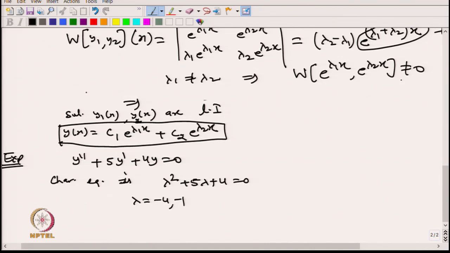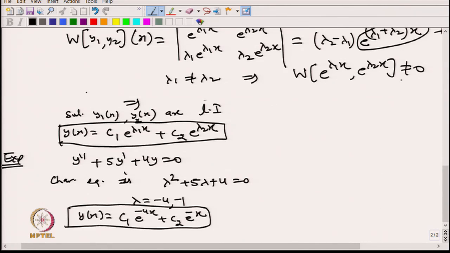So, these roots are real roots and they are distinct. So, now I can write the general solution of this differential equation. This will be C1 e raised to power minus 4x plus C2 e raised to power minus x, and they will be linearly independent. So, this is the general solution of this differential equation.